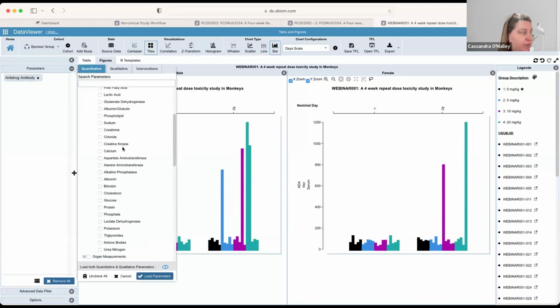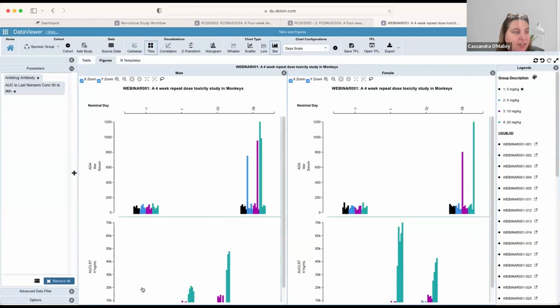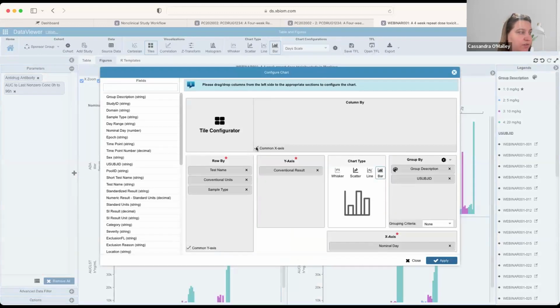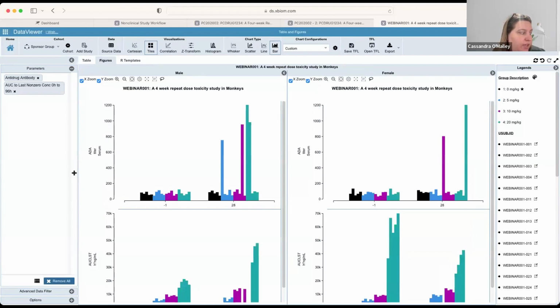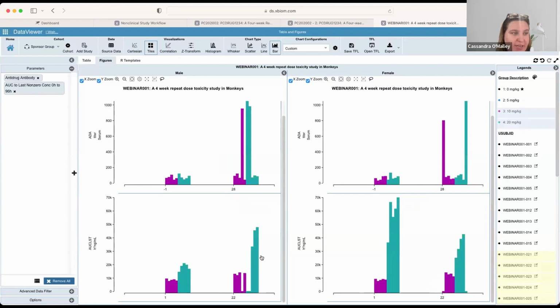So we'll add in the next parameter, which is going to be for the AUC to last non-zero concentration. And that was just added below what we visualized. So though it's not immediately visible, I'm going to select two groups. I'm going to select just groups 3 and 4. And as we mentioned, they're going left to right from the low dose to the high dose. This is also going left to right in the order of subjects.